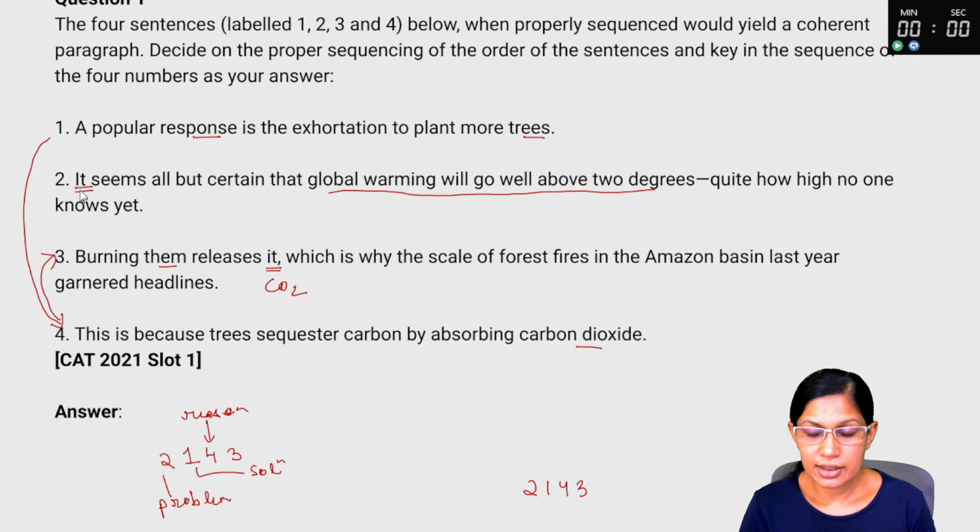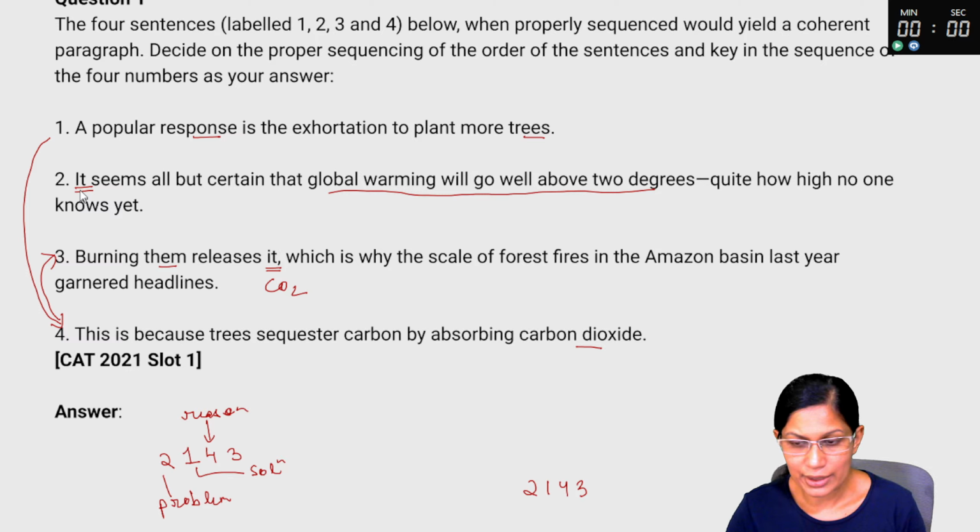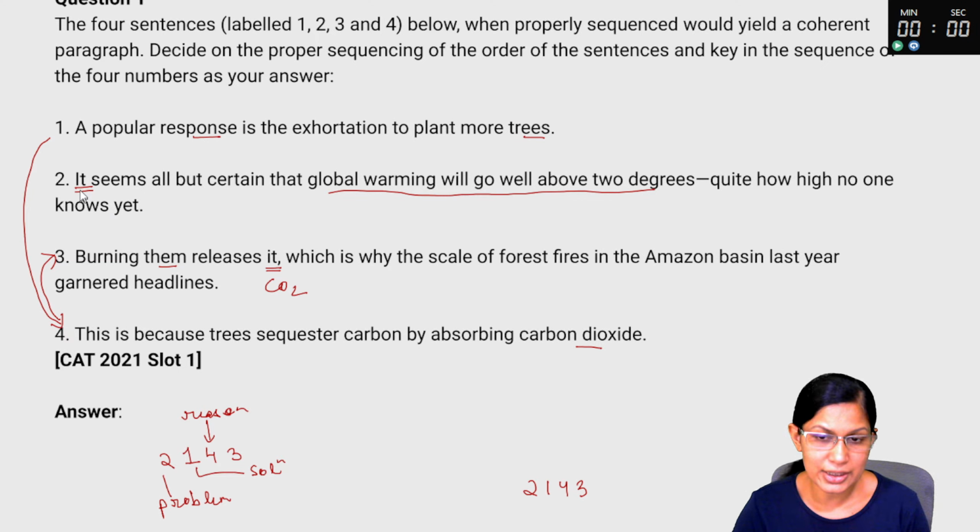Another quick thing which sometimes people ask is, why do we care about carbon dioxide? That's because carbon dioxide is one of the most common greenhouse gases. What it does is it absorbs heat from the sun, and that's a primary reason or a major reason of global warming. So hence this entire thing.